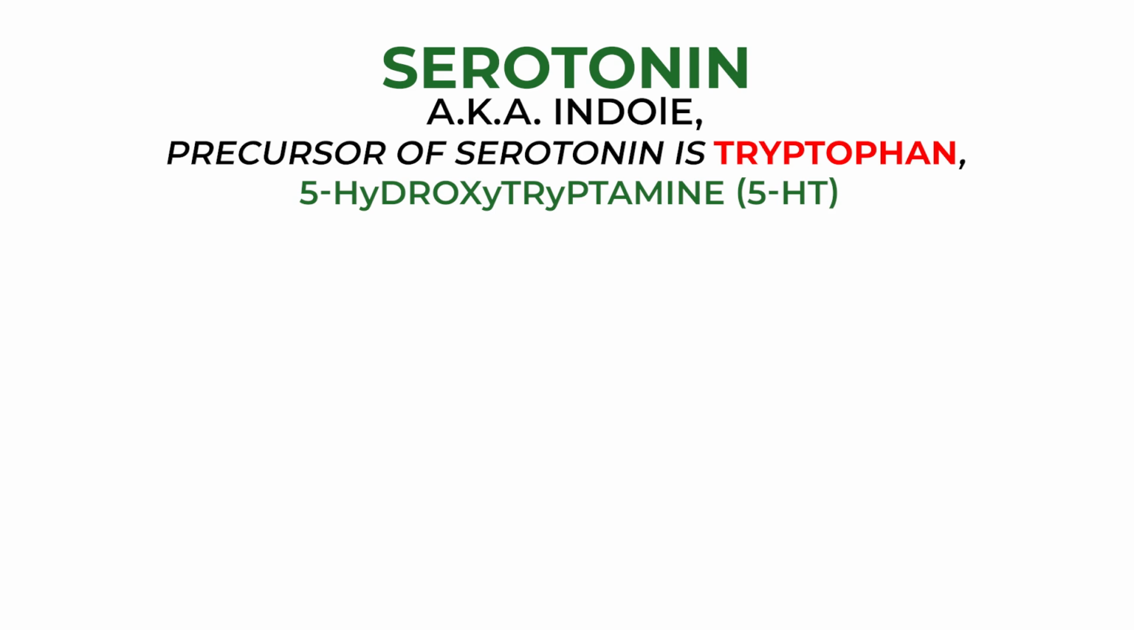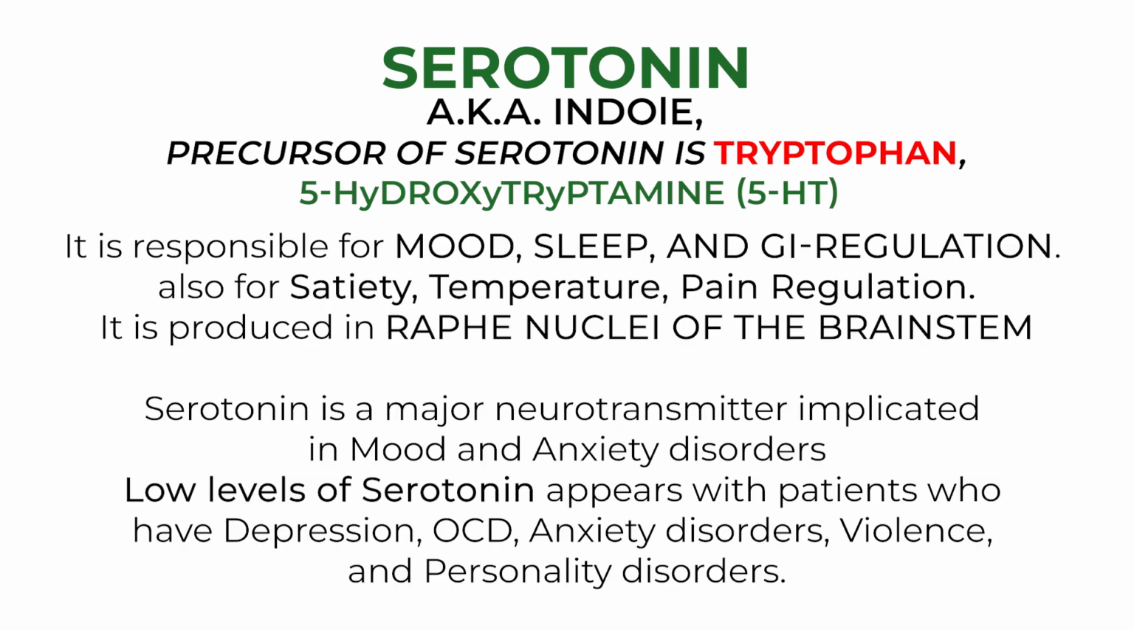What are the functions of serotonin? Basically, it is needed for the mood, for sleep, and for GI regulation. Even if you don't remember anything, just use the word MSG. M, S, and G for mood, for sleep, and GI regulation. That is enough for you. But if you still want to know more of the function of serotonin, it is needed for satiety, for temperature, and it's also for pain regulation. We need to know where it is being produced from because it's very high yield in the exam. Serotonin is produced in the raphe nuclei of the brainstem.